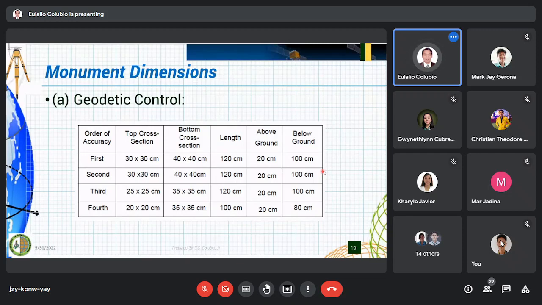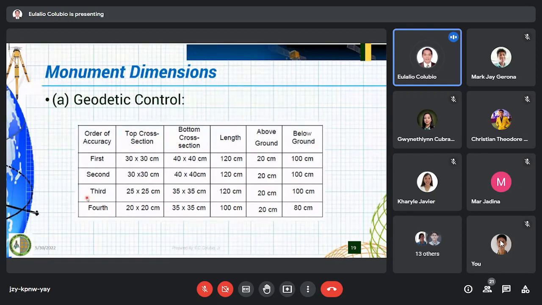Why is that? It's geodetic, so it should not be easily disturbed. So we bury it very deep. That's why its projection above ground is small, for geodetic control. Second order, the top is still 30 by 30, the bottom 40 by 40, the same length, and the same height above ground and below, which is buried.